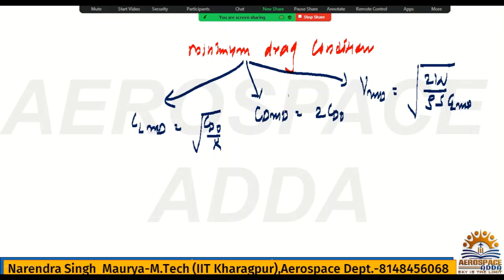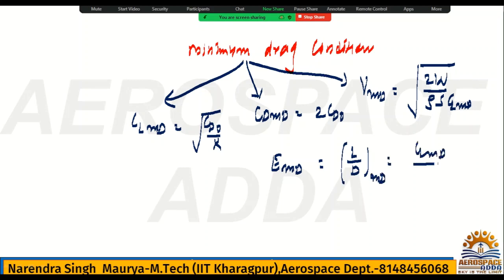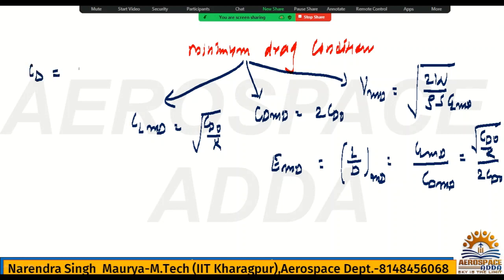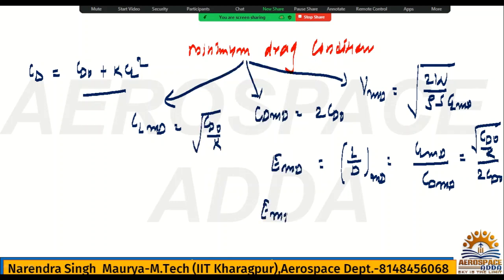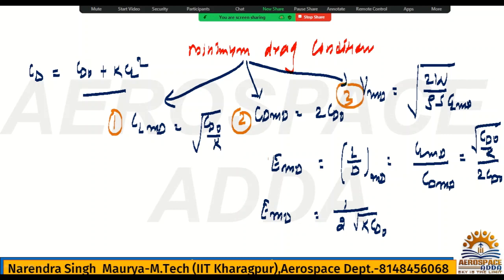And then we have EMD, that is the aerodynamic efficiency at minimum drag condition, which is nothing but L by D, meaning CLMD by CDMD, which is CD naught by K divided by 2 CD naught. CD naught and K are the drag polar constants, that you should always remember. So this value will be used here whenever the minimum drag condition comes. You will have this analysis, so remember the formula. This formula should be on your tips, because in the examination you have to use it directly. There should not be any confusion.